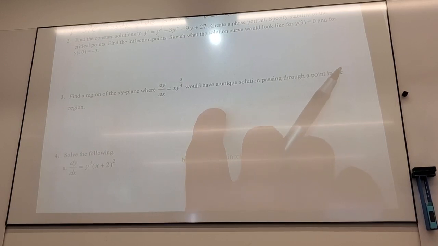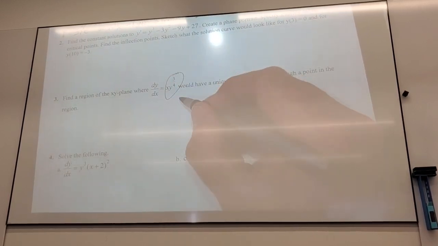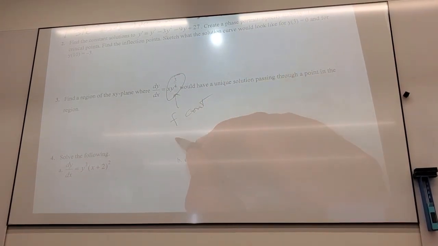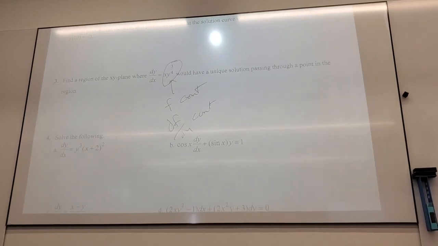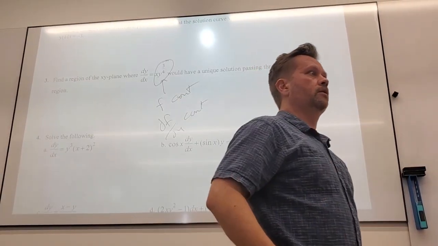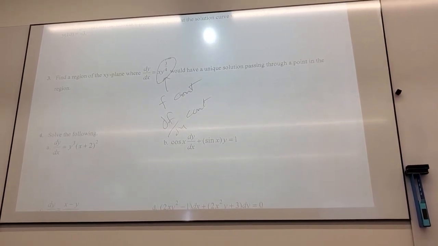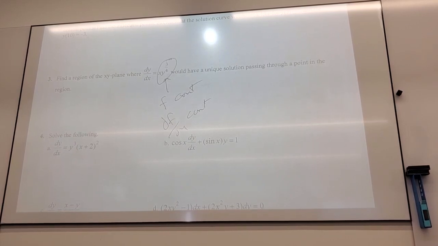You look at dy/dx, which is f of x, y. This will be f of x, y, and you see where that is continuous. And you also check where the partial derivative of f with respect to y is continuous. So it's going to be a region where both of those are true, and it could be more than one region. You guys with me? So where is that continuous by itself? x, y to the 3/4. Where's that continuous?